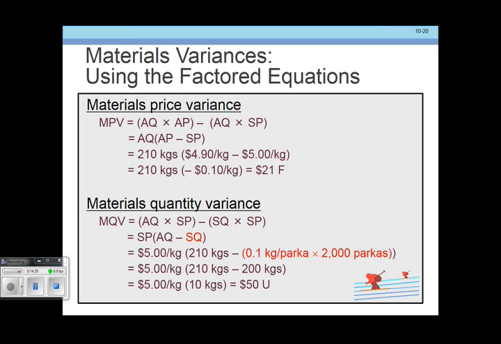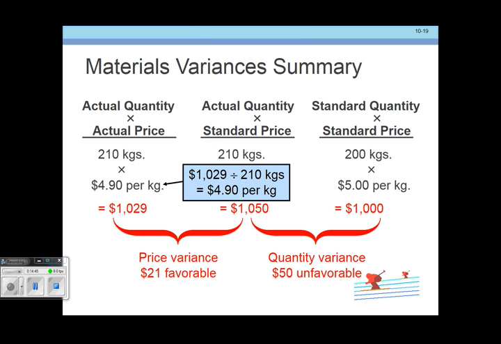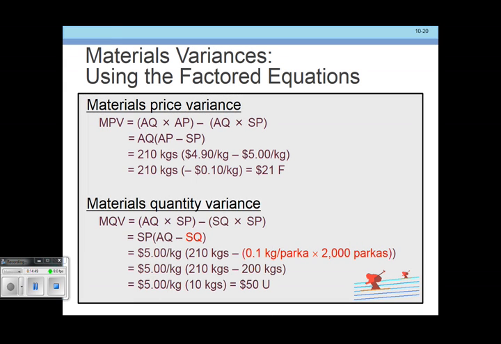Now, this is the way you can put this down on a note card or what have you for exam purposes. I do not like using these equations. And the reason why, the materials price variance. We figured out on this prior slide, the material price variance on the left there is $21 favorable. Notice we take 210 kilograms, and I'm going to the bottom there, multiplying it by a negative 10 cents because we spent $4.90 minus $5.